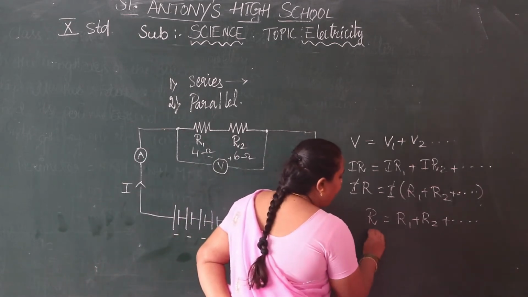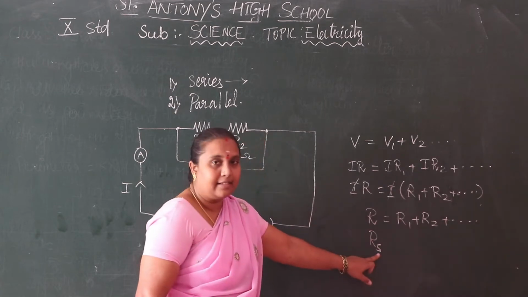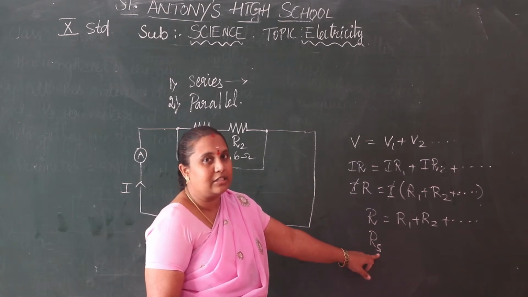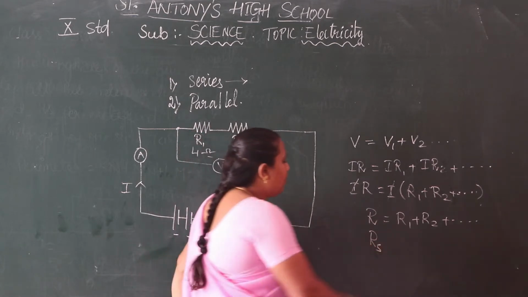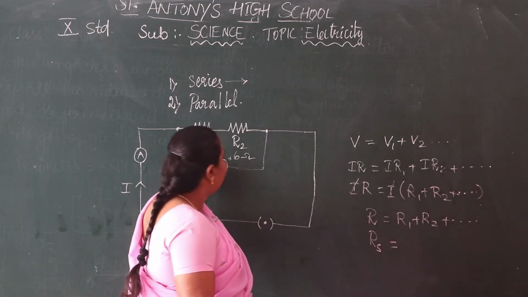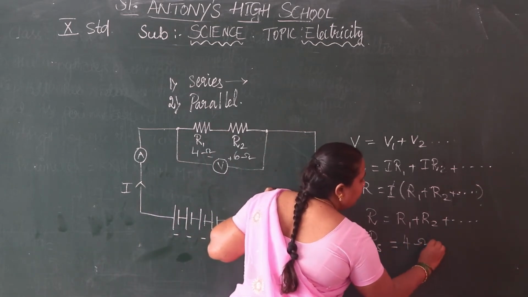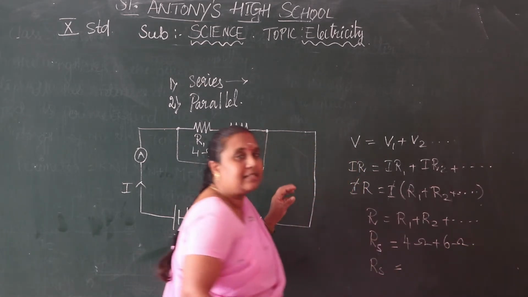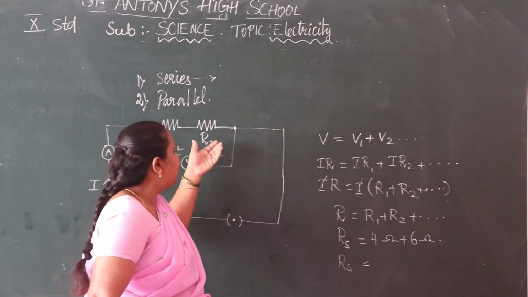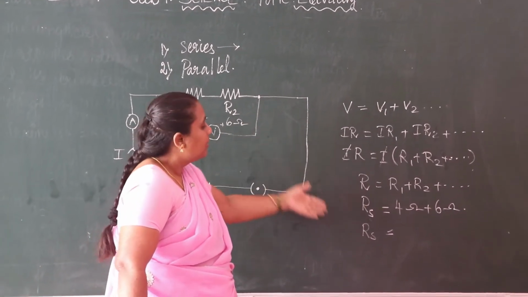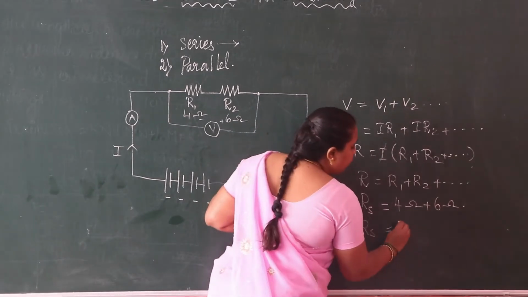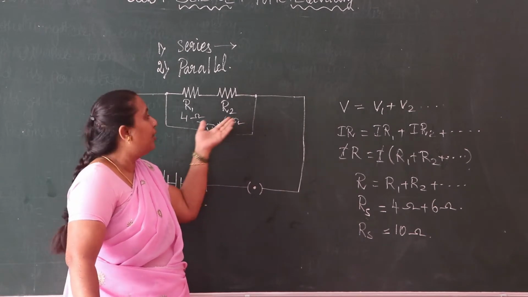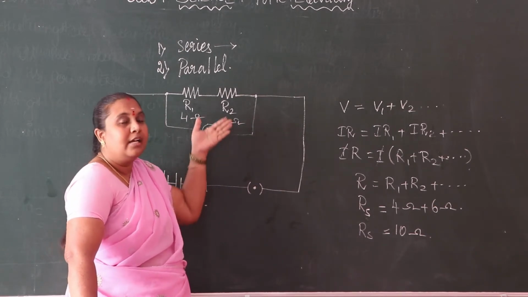So the total resistance R, with S meaning these resistances are connected in series in an electric circuit. R equals R1, which is 4 ohm, plus R2, which is 6 ohm. Here R is the total resistance in a series circuit. So R equals 4 plus 6, which is 10 ohm. Understood, children, how to find the resistances in series?